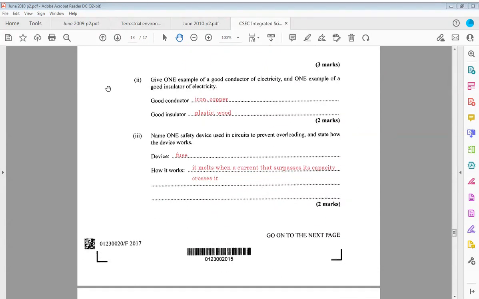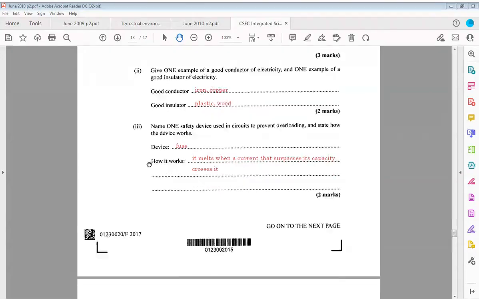Part 2, give one example of a good conductor of electricity and one example of a good insulator. There are many different examples you can give. As a good conductor, I just put iron. You can also put copper. And for good insulators, I put plastic or wood. So any other one you can think of, you can put it there.